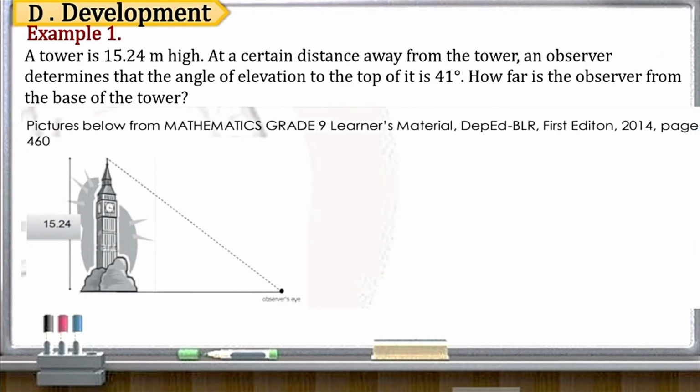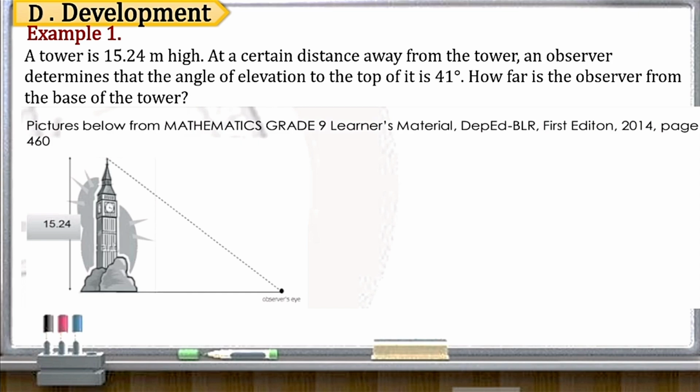Example, a tower is 15.24 meter high. At a certain distance away from the tower, an observer determines that the angle of elevation to the top of it is 41 degree. How far is the observer from the base of the tower?